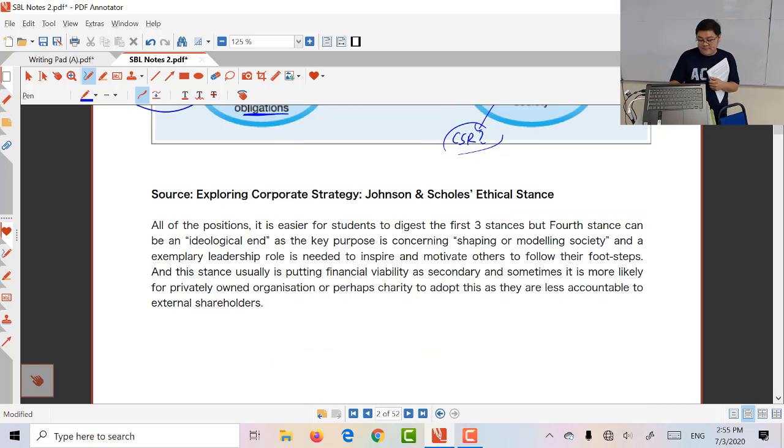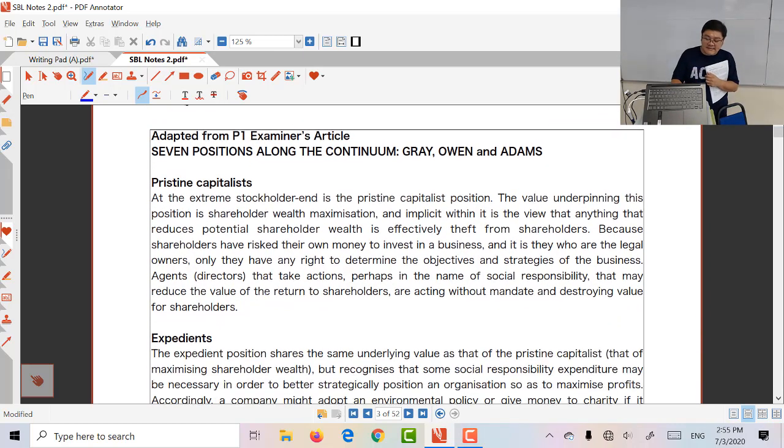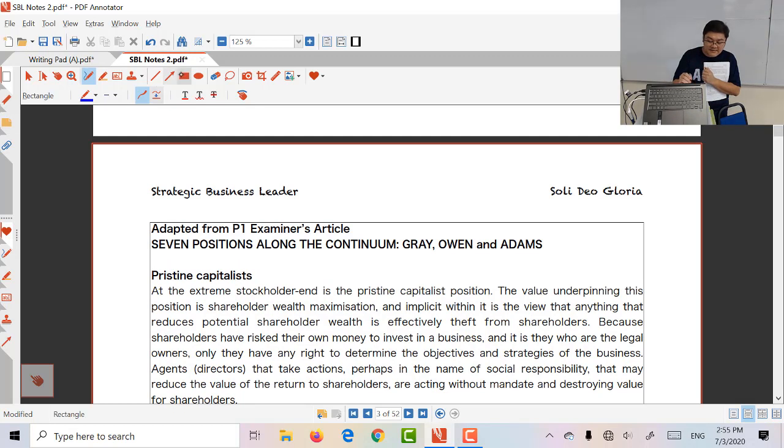All right, now, that's the first part, which is the quite straightforward one. Okay, I'm going to discuss something much heavier, which I think has more to discuss, not like Johnson and Scholes. They are similar to Johnson and Scholes, but in a more elaborated, more detailed way. This is inherited from those days, the P1 syllabus. You know, SBL is a result of P1, P3 combined. So this is inherited from P1. And the examiner wrote an article at that time. That's why I took the same article and put it here, which is good enough.